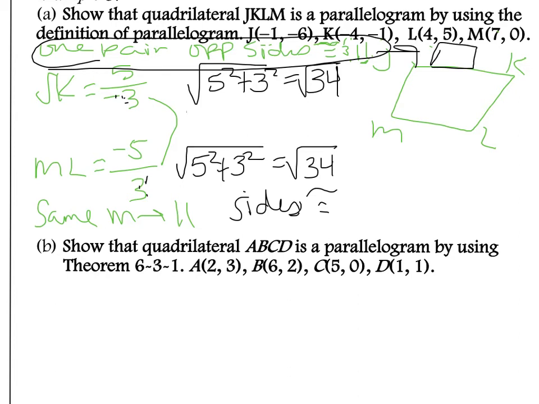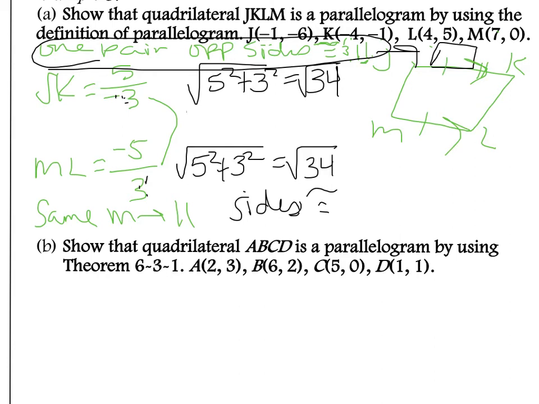Okay, so all I did was I picked one pair of opposite sides, either side I wanted to, and I said, okay, let's find the slope. The slopes are the same, therefore they're parallel. Let's find the distances. The distances are the same, therefore they're congruent. So one pair of opposite sides is both parallel and congruent, therefore it's a parallelogram.